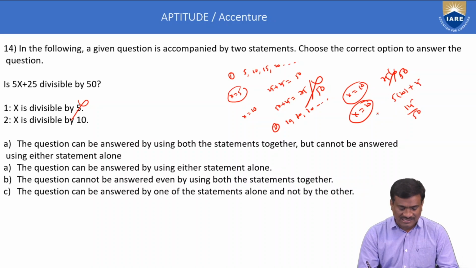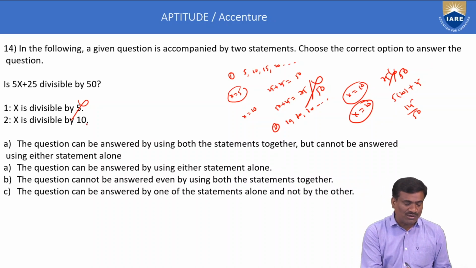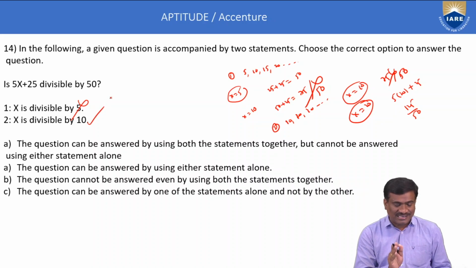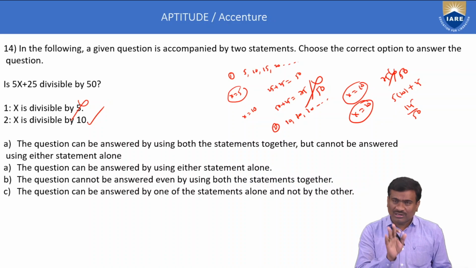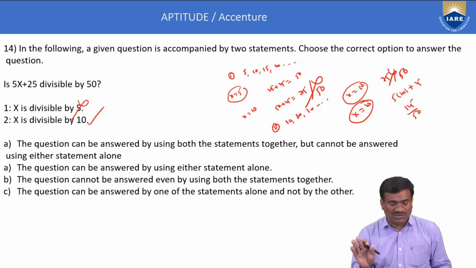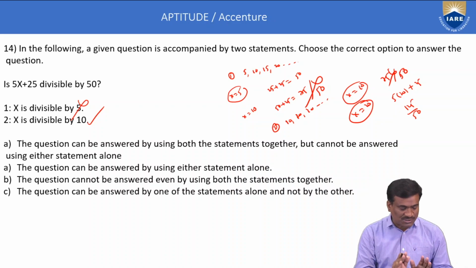Correct. If x is equal to 30, then 5 into 30 is 150, plus 25 is 175. 175 again is not divisible by 50. Therefore, the second one alone is correct, because x is divisible by 10. Consider all such x multiples, 5x plus 25 is not divisible by 50. Here the question is yes or no. The answer is no. So only the second statement alone is correct.